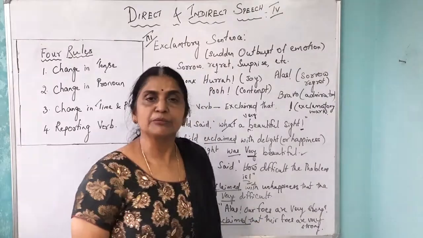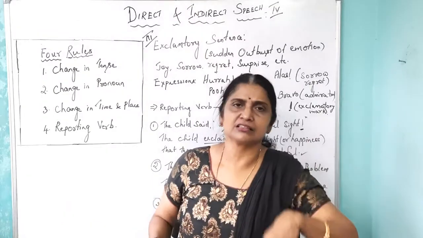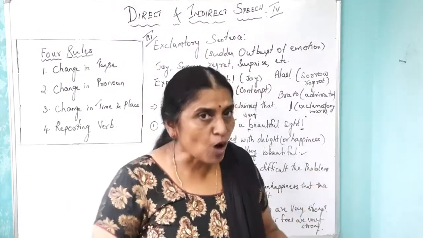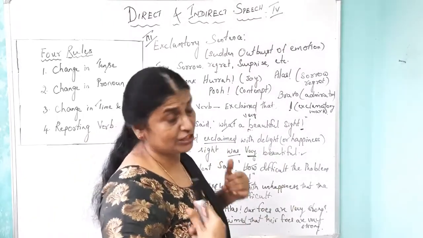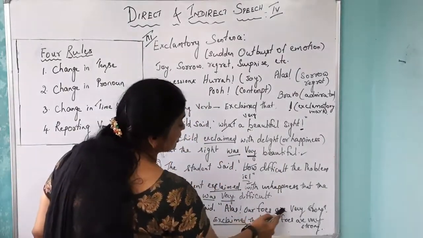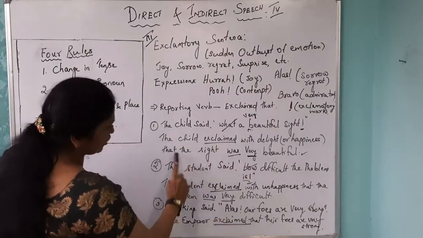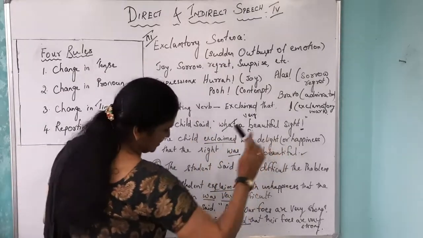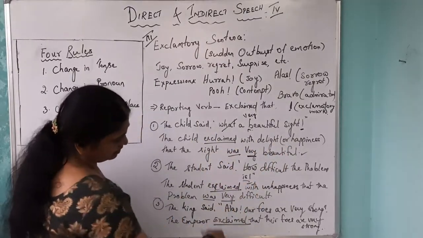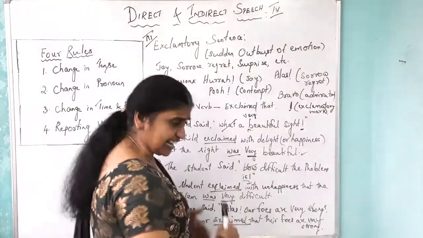What is a foe? The meaning of foes is enemies. So they must be kings from another kingdom. They would have declared war, and this king found the enemy is very, very strong. Our foes, the enemies, are very strong. So the emperor exclaimed. Always you have to use "exclaimed." Exclaimed with happiness, exclaimed with delight. Here, exclaimed with regret, you can say. Otherwise the emperor exclaimed with unhappiness.